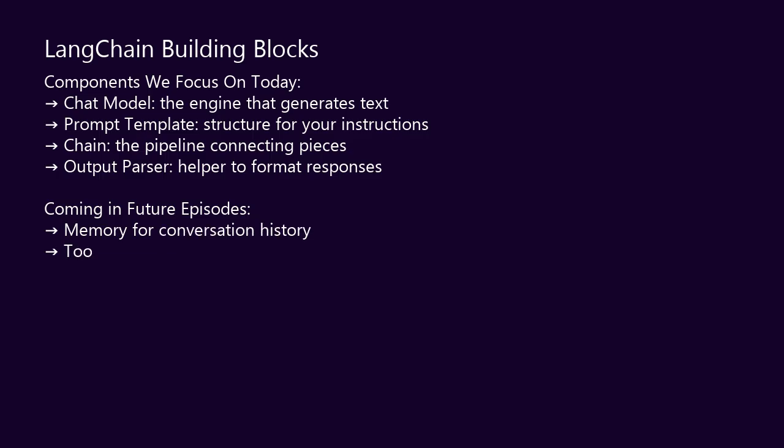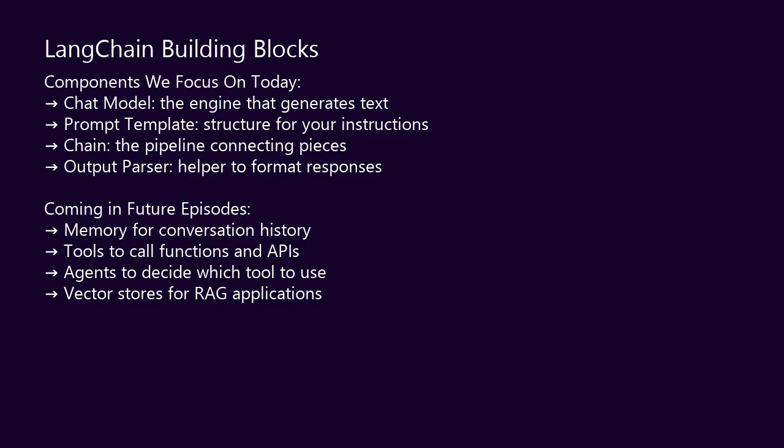Models are the actual OpenAI chat models. Prompt templates are reusable prompt skeletons. Chains are pipelines connecting prompts, models, and parsers. Output parsers are tools that clean up the model's text. In this first episode, we focus on the essentials. Enough to build real apps. No confusion. No overwhelm.